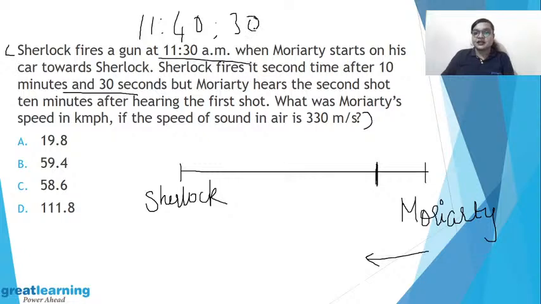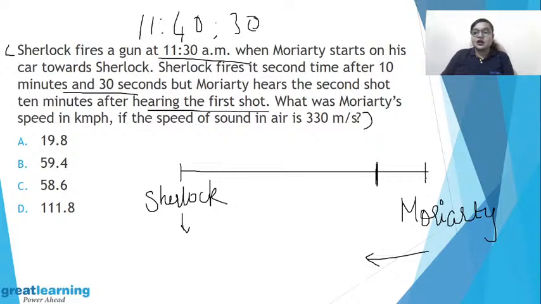He's firing another gun. But at this time, Moriarty hears the second shot 10 minutes after hearing the first shot. Since obviously he is moving over here, he is hearing the second shot after 10 minutes itself. Even though Sherlock fired it after 10 minutes 30 seconds, this guy hears it after 10 minutes.